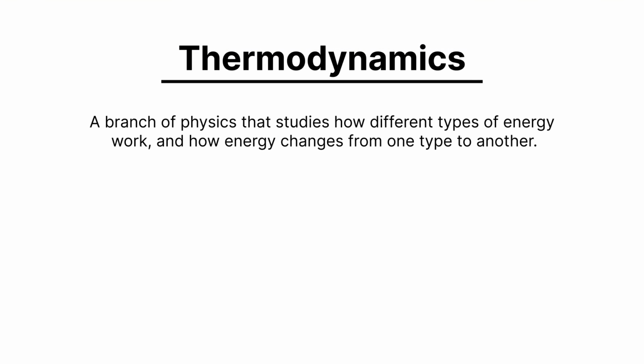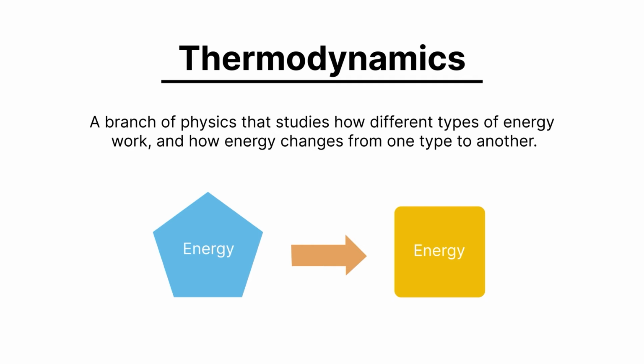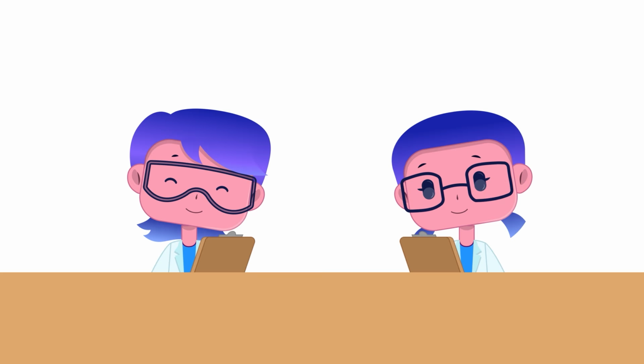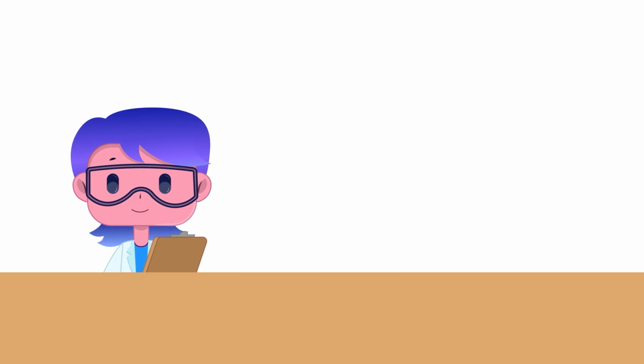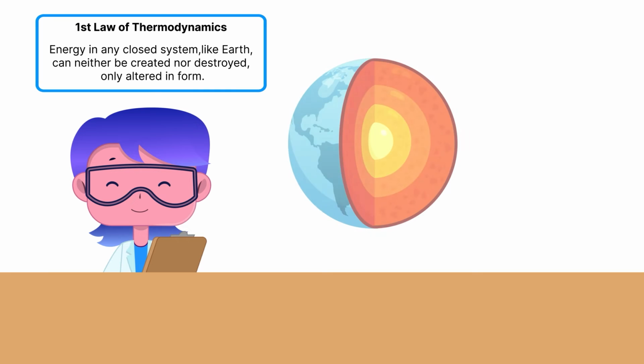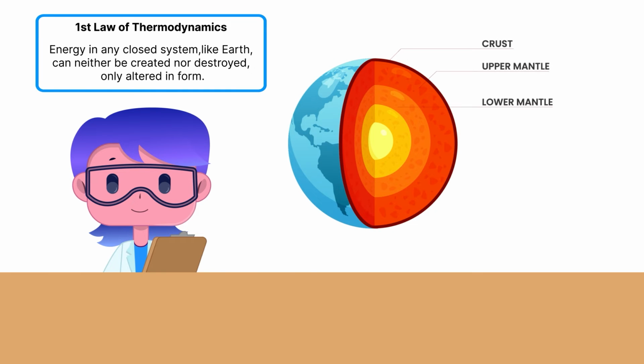Thermodynamics is a branch of physics that studies how different types of energy work and how energy changes from one type to another. Energy can be converted from one type to another, but energy conversion must always involve thermal energy. There are two laws of thermodynamics that explain the way living things function. The first law of thermodynamics, the conservation of energy, states that energy in any closed system, like Earth, can neither be created nor destroyed, only altered in form.